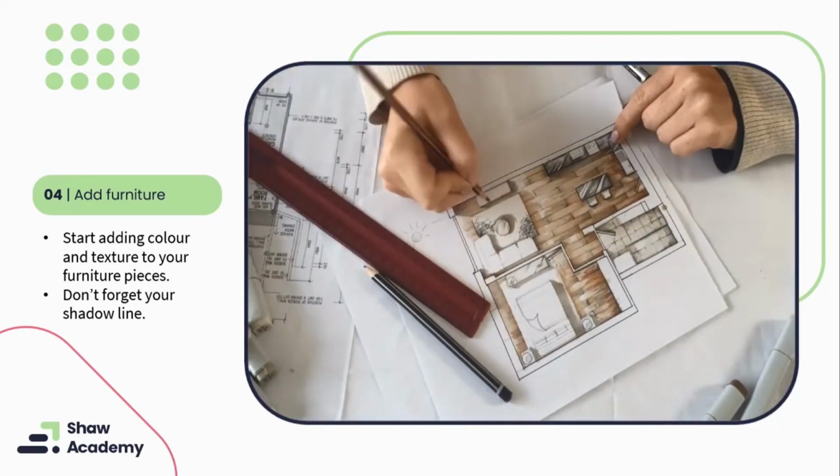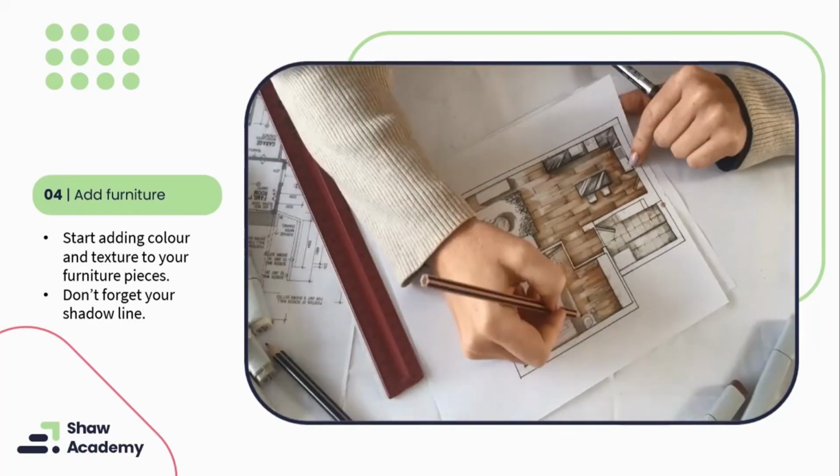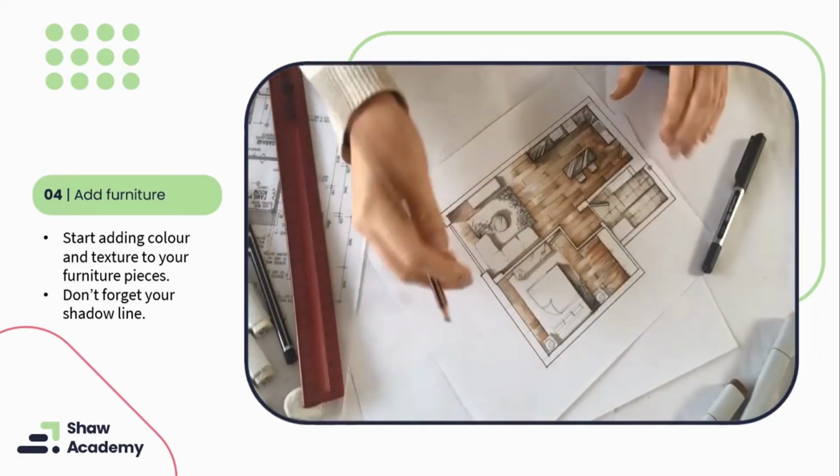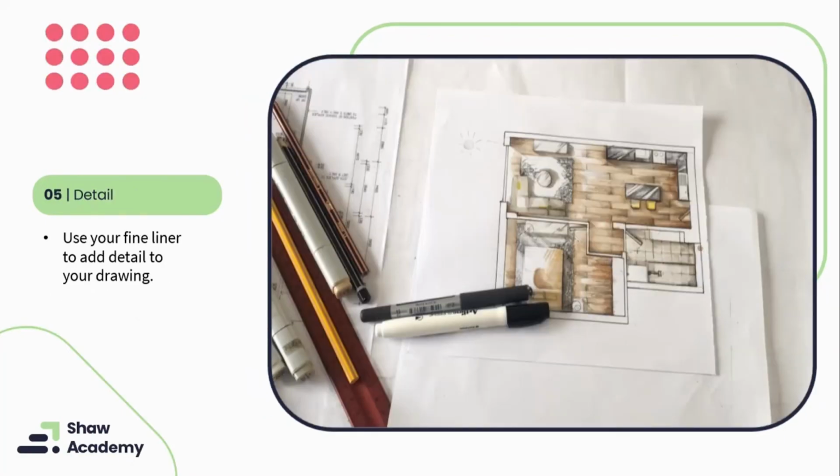I'm then doing little spotty lines or little rough strokes as a carpet to indicate the textile on the carpet within the bedroom and the lounge area. Next is our step 5. You can start adding your detail here.